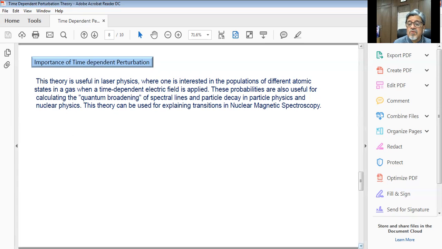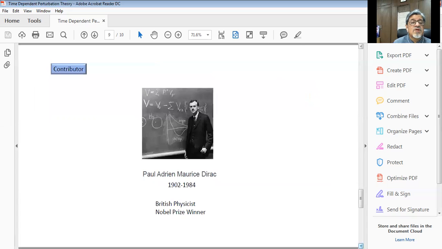Now we come to the slide which gives the information regarding the contributor. Time-dependent perturbation theory was introduced by Dirac, and he also gave the Dirac notations. Paul Adrien Maurice Dirac, born in 1902, passed away in 1984. He was a British physicist and Nobel Prize winner.